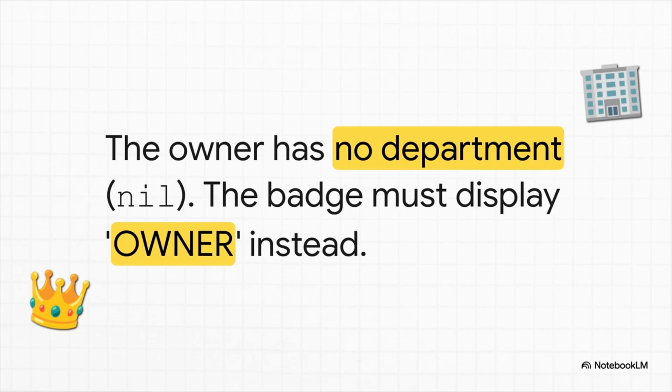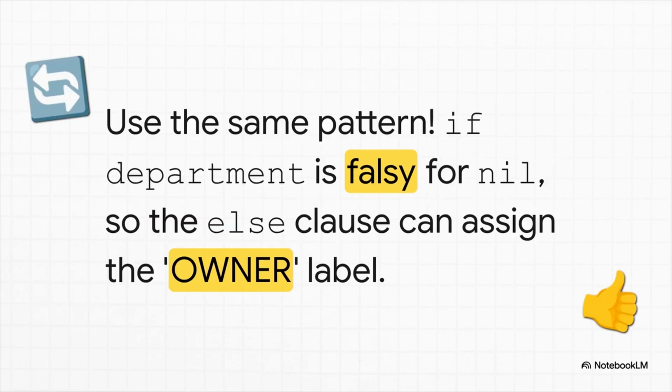Yeah, so when that department value comes in as nil, we can't just leave it blank. The rules say we have to print the word owner instead. So we've got another little conditional puzzle to solve. And guess what? We're going to use the exact same trick.